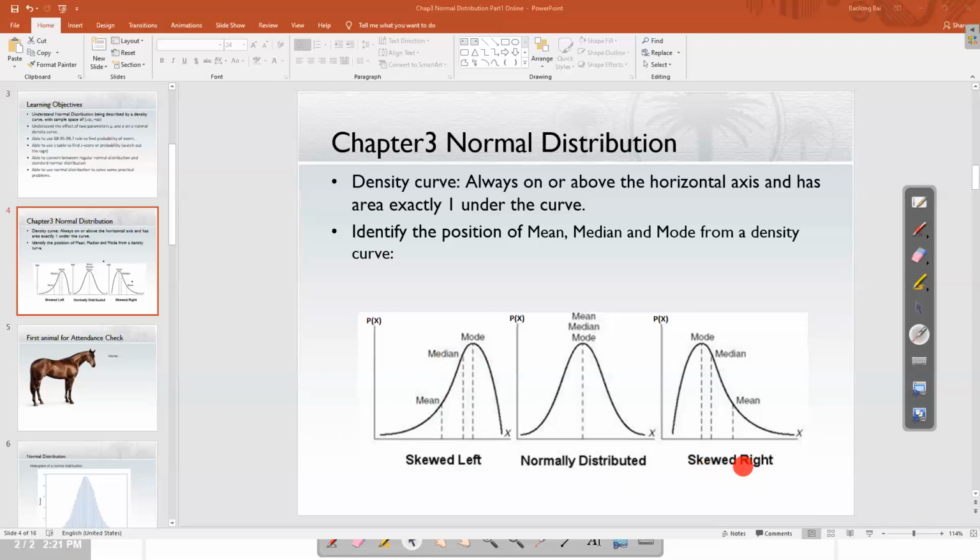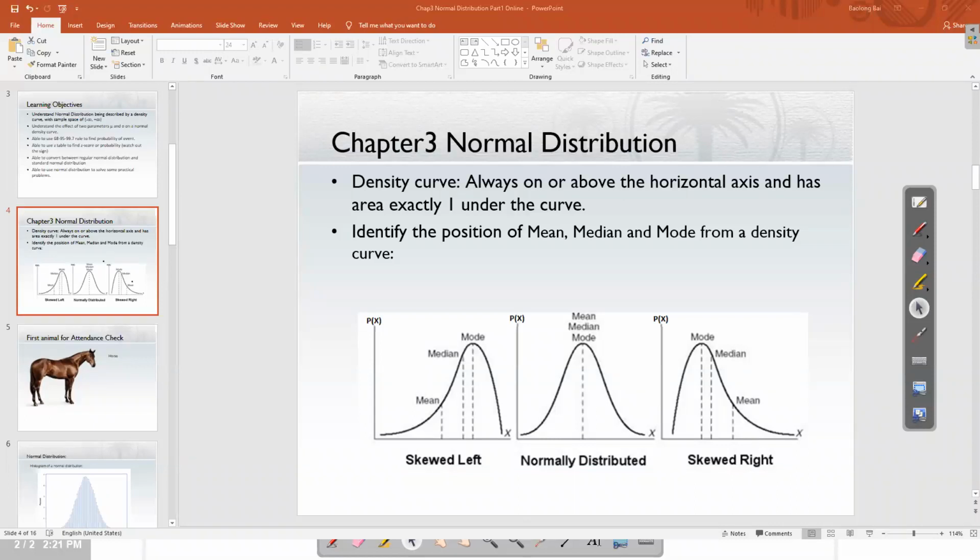For the right skew distribution, same idea. Mode is easy to identify: the highest point, the most frequent value. And the mean is more on the skewed side, the median is somewhere in the middle, right? So that's the relationship between mean, median, and mode for skewed distributions.